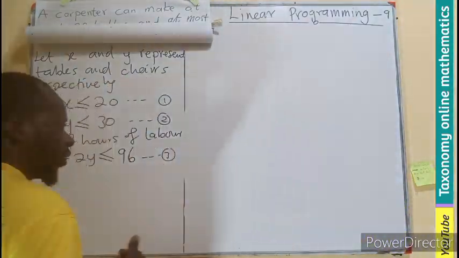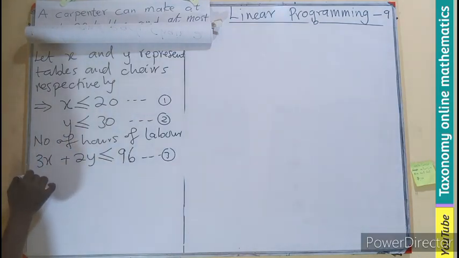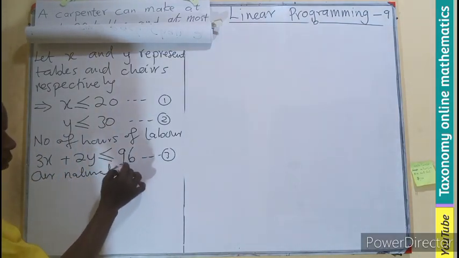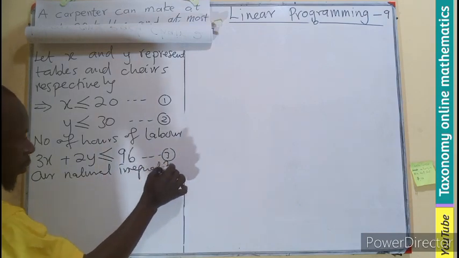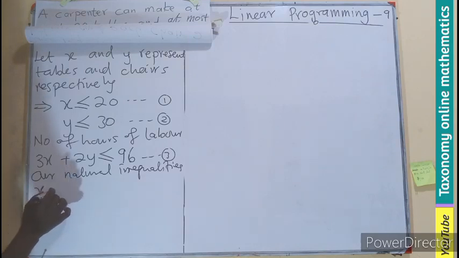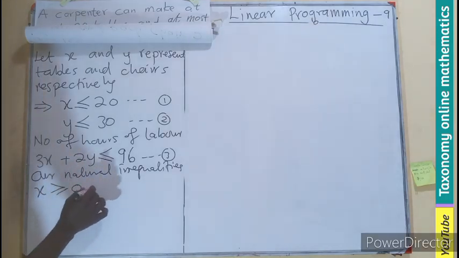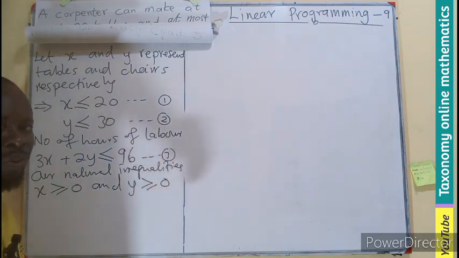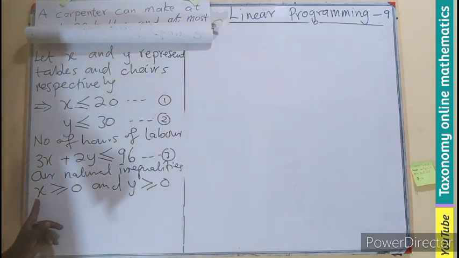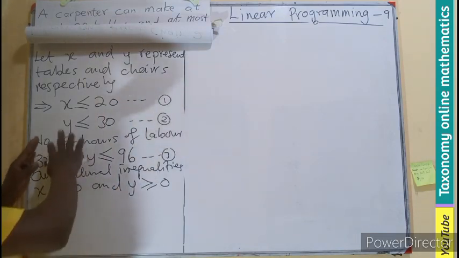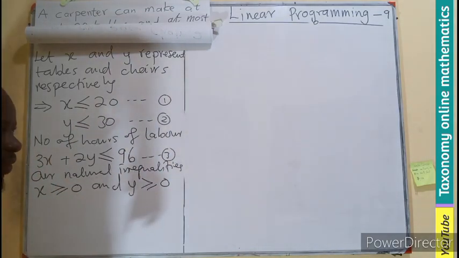But we also have the natural inequalities. The natural inequalities are x is greater than or equal to 0 and y is greater than or equal to 0, because we can't have a negative number of tables or negative number of chairs. So these become the total inequalities we are going to have.